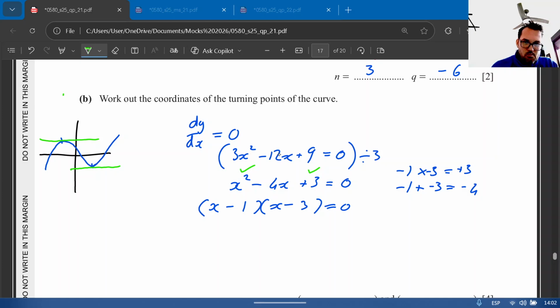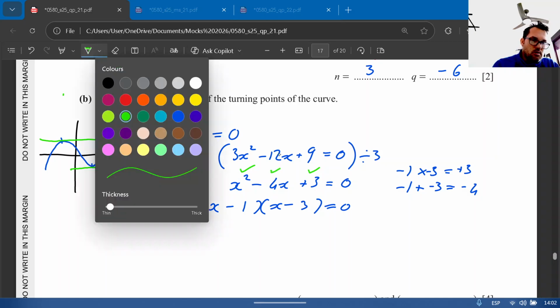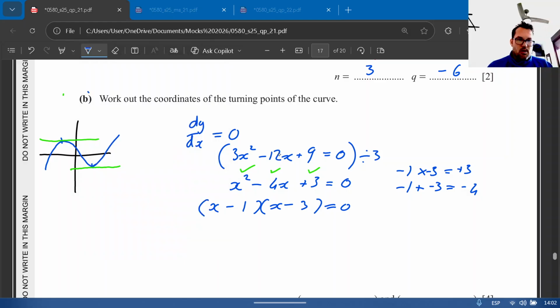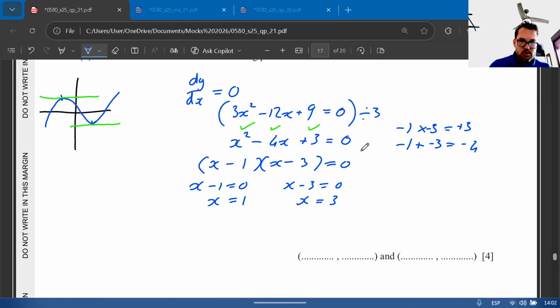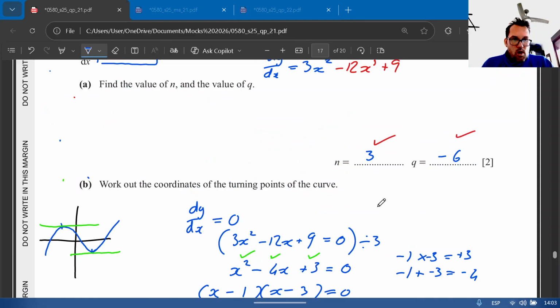And then minus 1 minus 3 minus 4. Yeah, we got this correct. Okay, so we split that up. So x minus 1 equals 0 and x minus 3 equals 0. That means x equals 1 and x equals 3. Great. The turning points now, we got the x values: 1 and 3. We just need the y values.